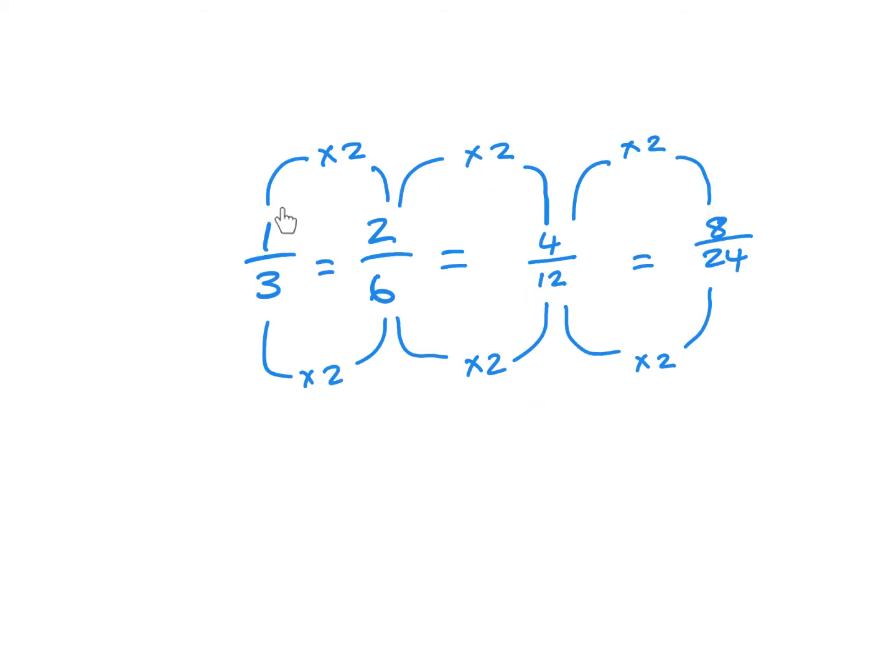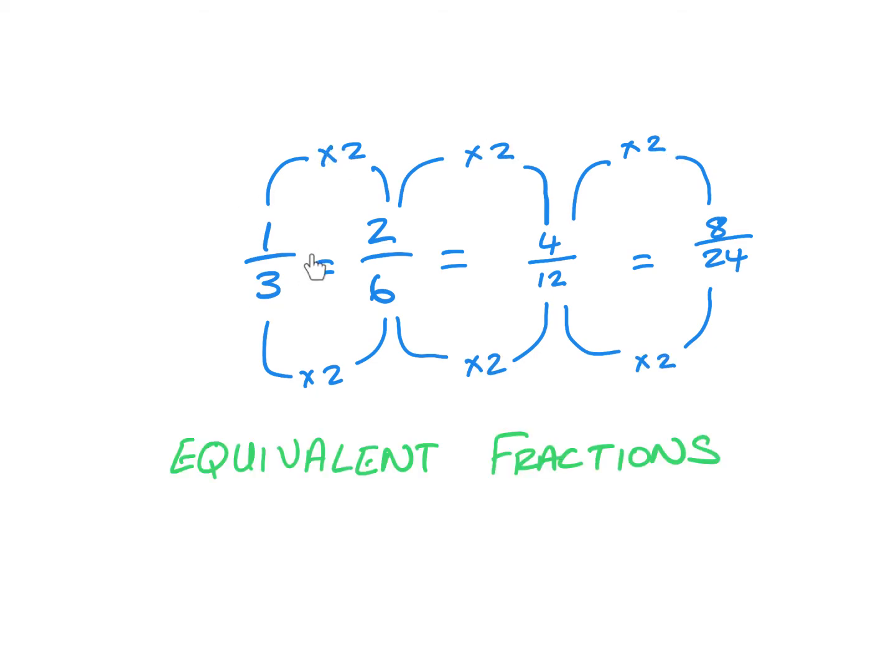Alright, so what I have here is a whole lot of equivalent fractions. This is simply what we call equivalent fractions. 1/3 is the same as 2/6, is the same as 4/12, is the same as 8/24. They are all equivalent fractions. And why is that? Well, what I've multiplied my denominator by, I've multiplied my numerator by for all of them. And so 1/3 is exactly the same as 8/24. So that's what we call equivalent fractions.